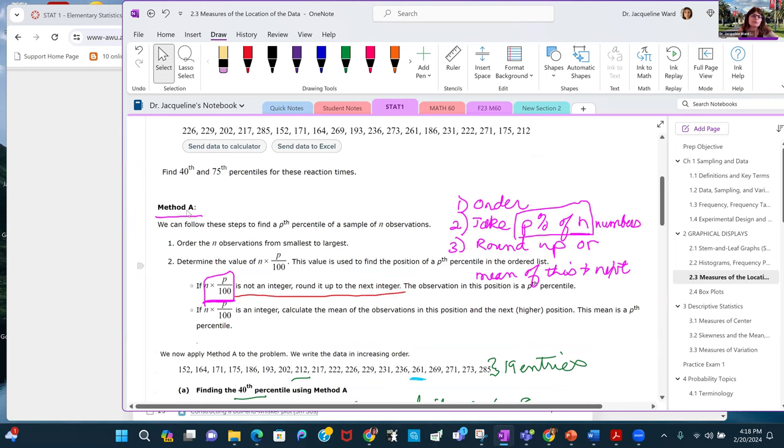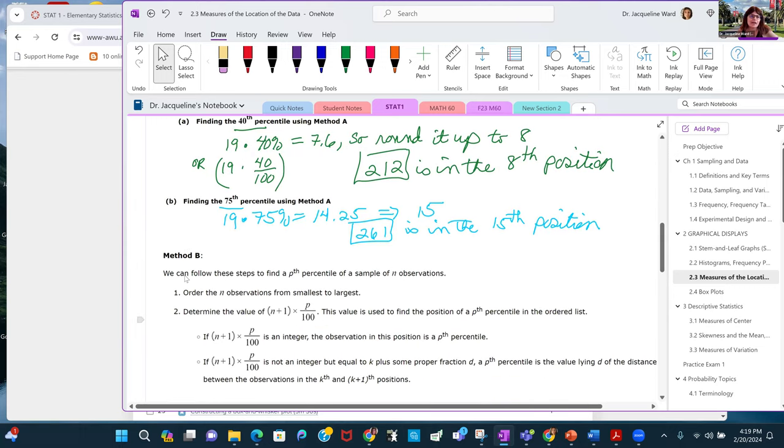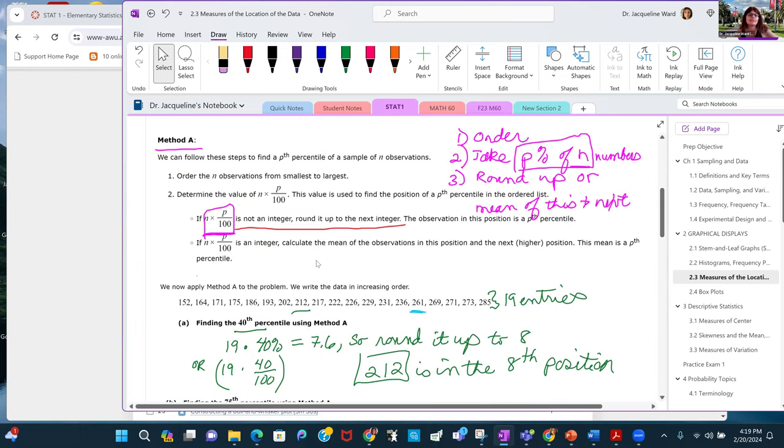Now, in Alex, there are several different methods for finding percentiles. In Alex, they give you a method A and a method B. We're just going to look at method A. We're going to try and just keep it simple. And I want to say it's the most straightforward way. So these are my little steps here in the pink. You basically order the data and then you take P percent of the N numbers. So if you have 19 entries and you want the 40th percentile, you take 40% of 19.